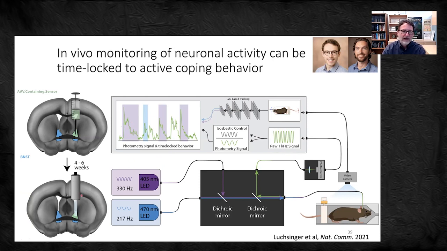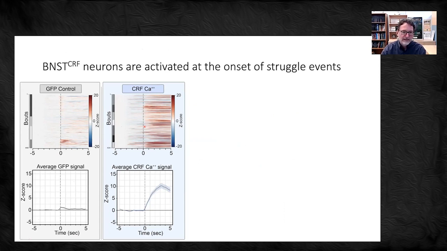And while this is going on, we use fiber photometry to measure the light emitted from fluorescent sensors that are excited by light pushed through our fiber onto these sensors that we've placed in the brain through viral expression. So we can measure the light coming from these sensors as the animals are engaging in these active coping events. And these are just some examples of the data that we generated, first looking in the BNST, and here looking specifically at CRF neurons, a special unique population of neurons in the BNST.